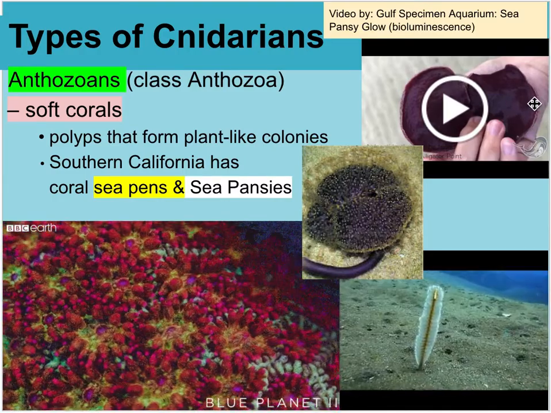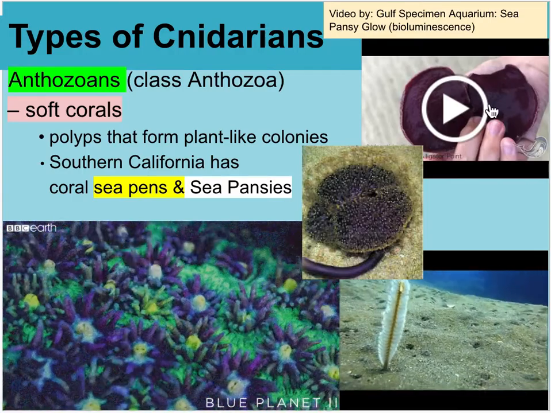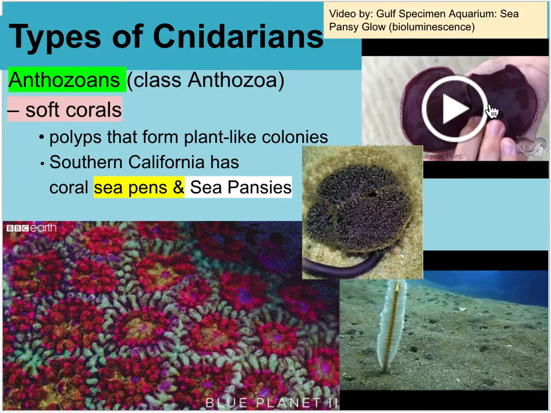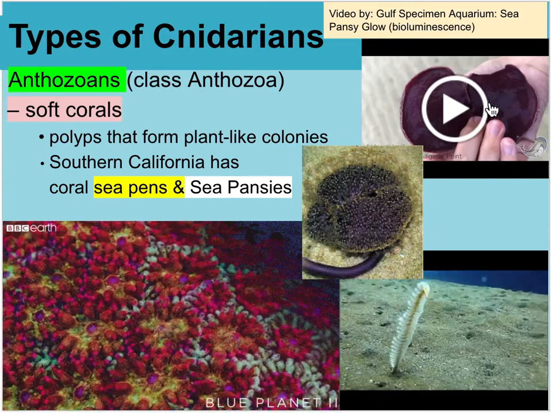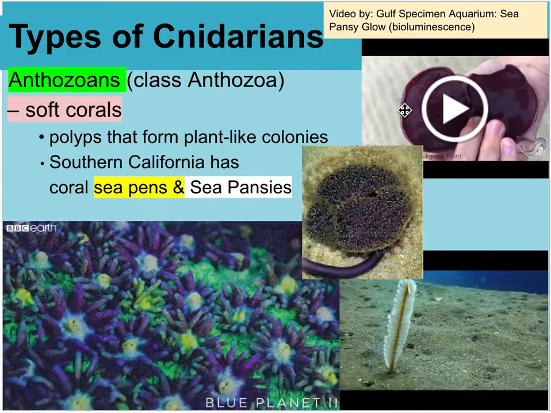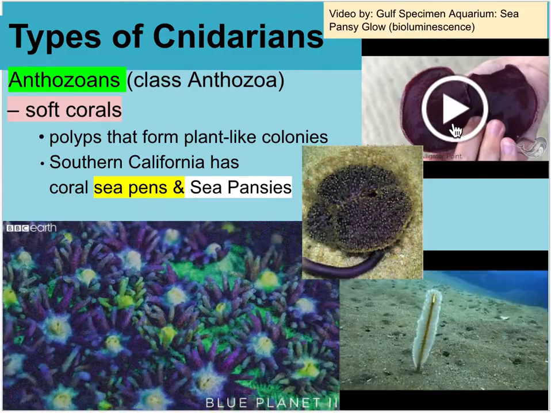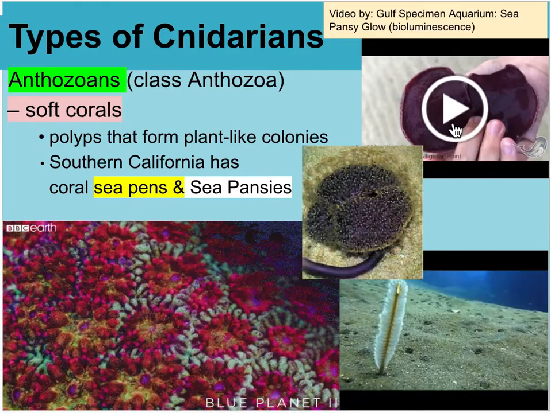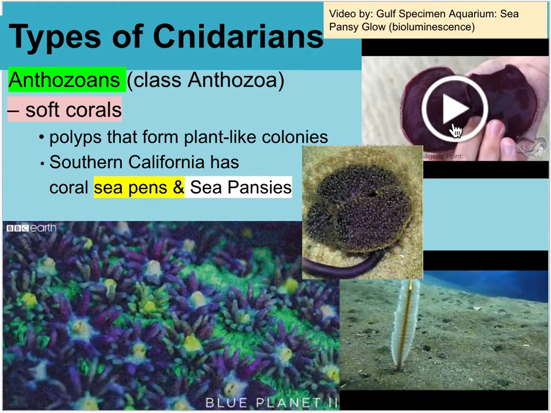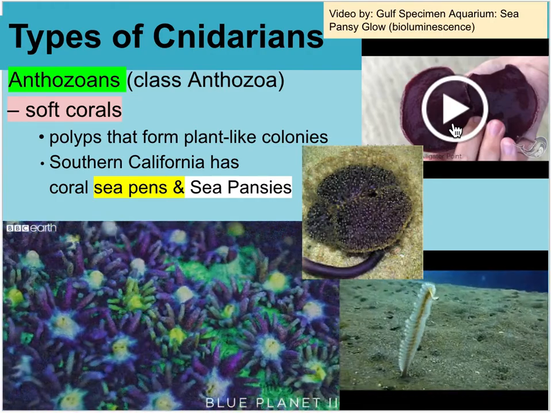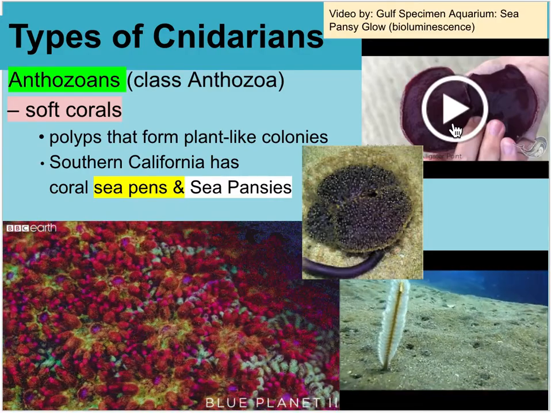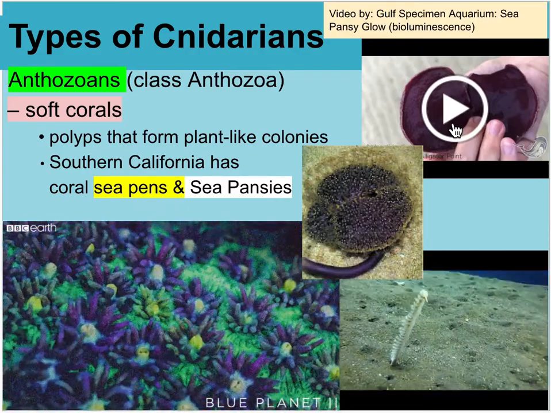But what's so cool is because they are a coral, like jellyfish relatives, they have bioluminescent properties, and this is called a sea pansy that actually does have the bioluminescent properties. This is a video by Gulf Specimen Aquarium, sea pansy glow, and I highly recommend you check it out. What it shows is at night, if you are lucky to find one of these, wherever you touch it, it will light up and glow in that space.